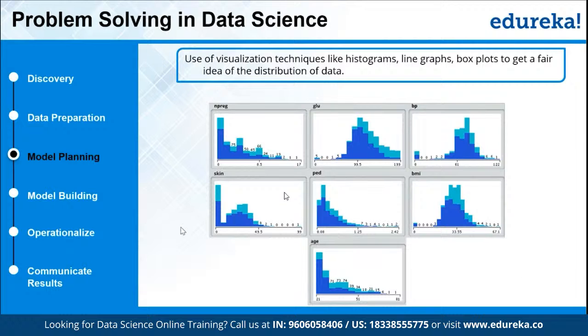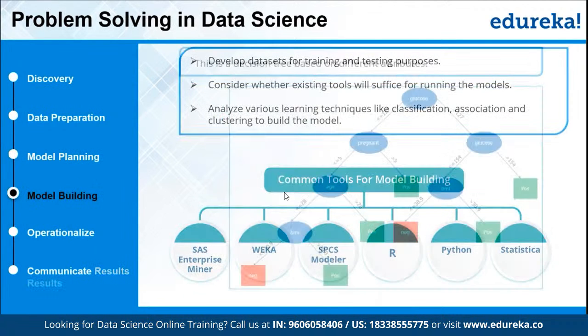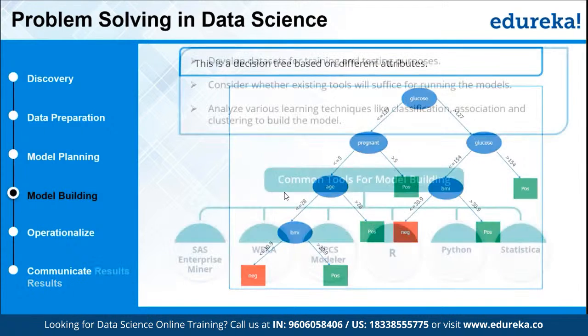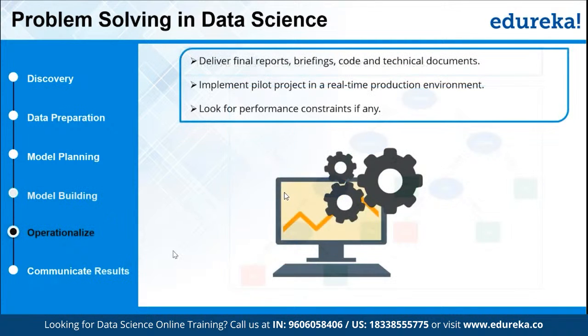Okay, so model building. Once the model is built, you will be putting it to prod. A model as in, here you see a decision tree. It is giving you different paths. It says that if a person's glucose is this, and if the person is pregnant, and if the age is this, and BMI is this, then the report is negative. Once it is done, you will have to deploy it.